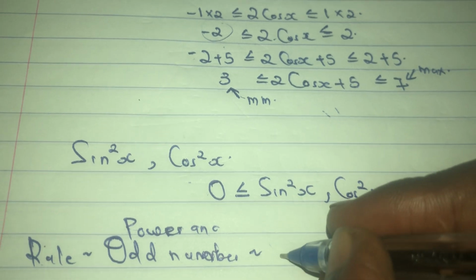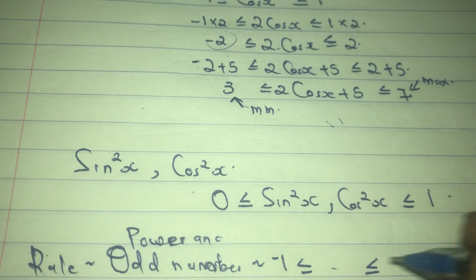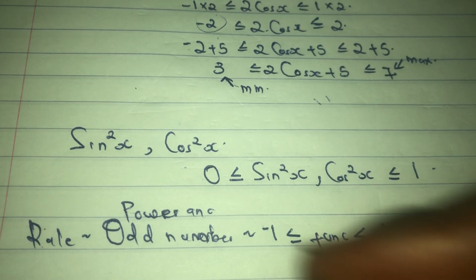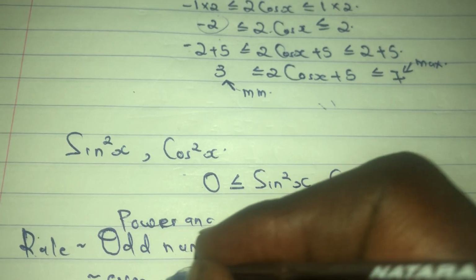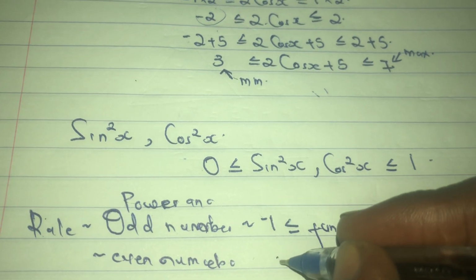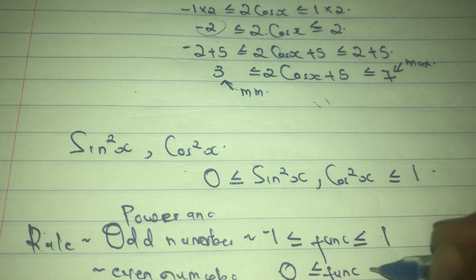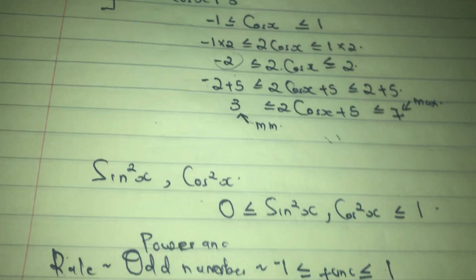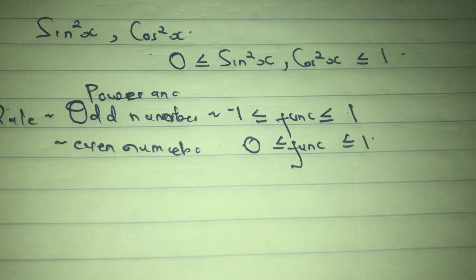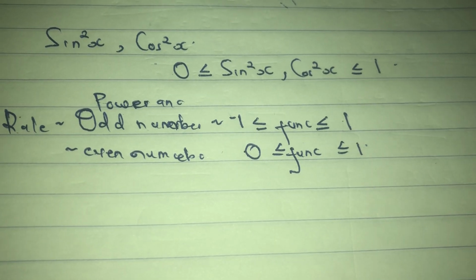The maximum or minimum will follow the range of -1 to +1. But if it is to the power of an even number, that is 2, 4, 6, the range will be 0 to 1. So for this instance here, the range will follow that. It will be from 0 to 1.